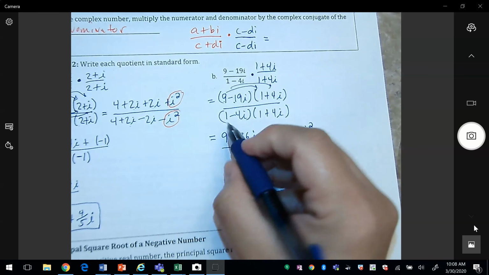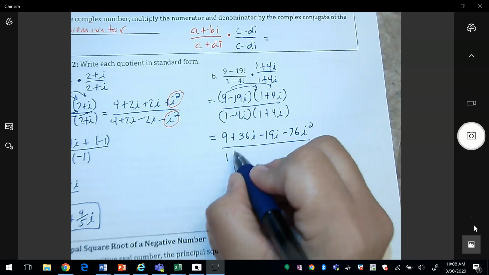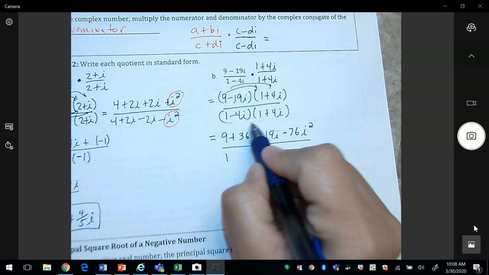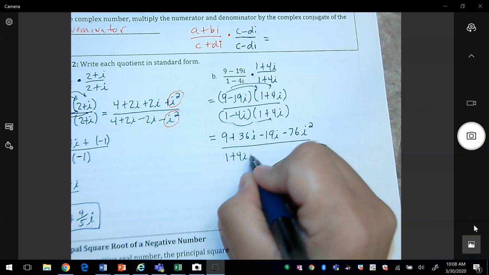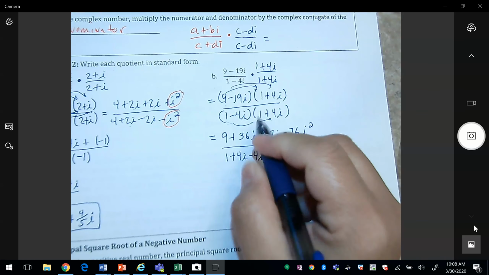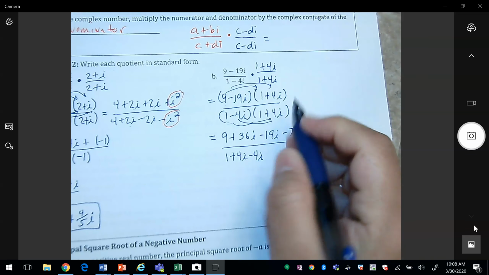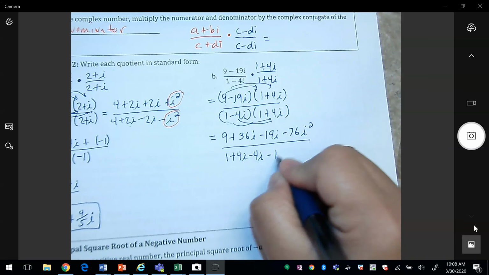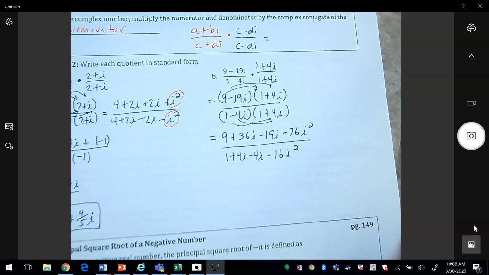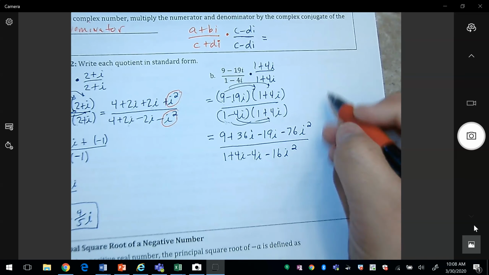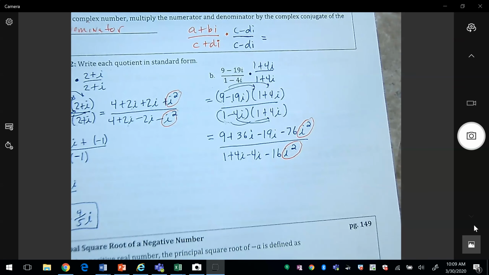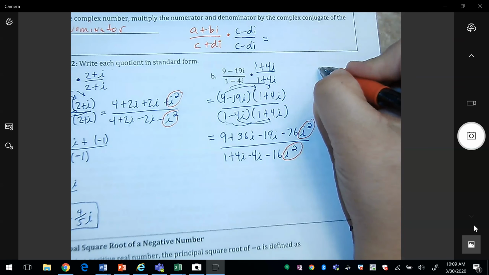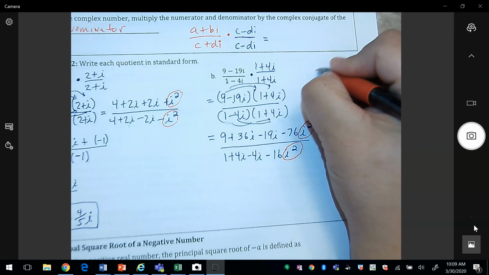And in the denominator, we would have 1 times 1 is 1. 1 times 4i is 4i. Negative 4i times 1 is negative 4i. And negative 4i times 4i is negative 16i squared. So again, anywhere you see an i squared, we're going to replace that with a negative 1.